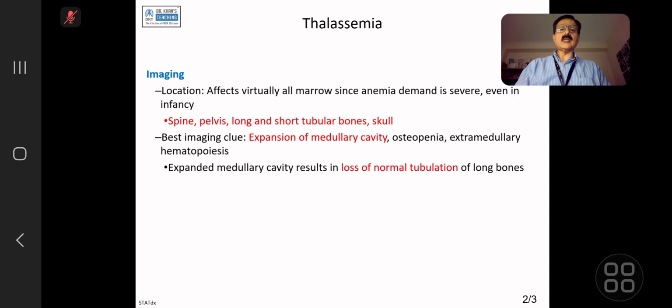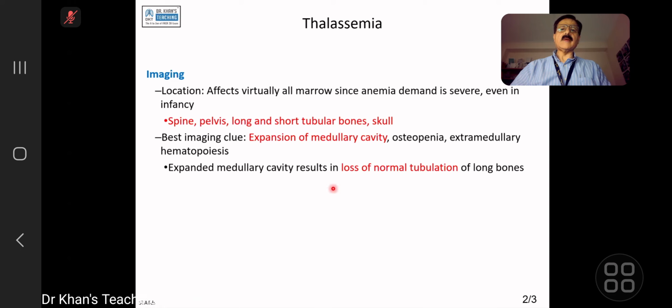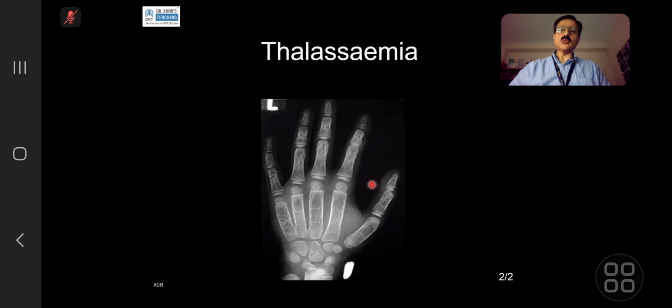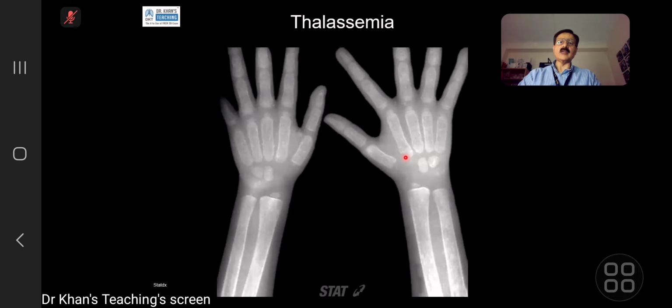What will happen is that there will be expansion of the medullary cavity. Wherever you find manifestation, you will find expansion of the medullary cavity, and the bones will lose their normal tubulation. In this case, you can see there is expansion of all of the medullary cavities, there is a coarse trabecular pattern, and there is loss of tubulation. All metacarpals as well as the phalanges are involved.